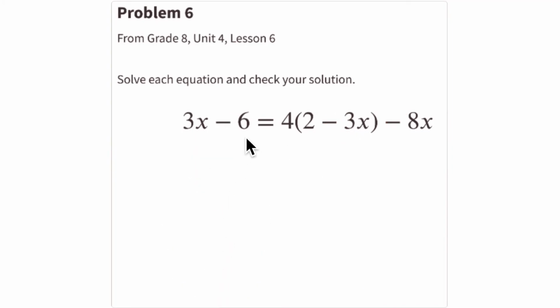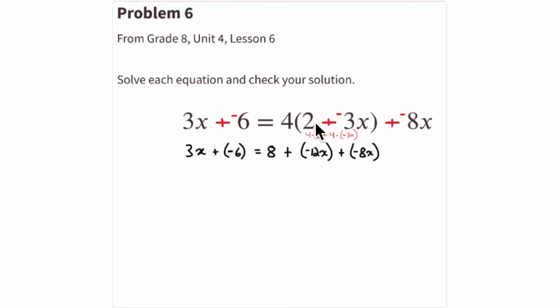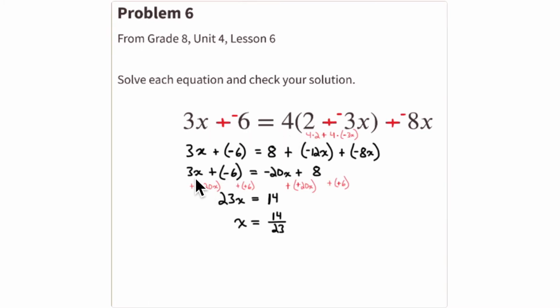Now I'm not going to go so far as to graph each side of this equation like I have been, but if I did, I'd get two lines. This line would have a slope of 3, and it would cross the y-axis at negative 6. This line would have a slope of negative 20. So for every unit x in length, y is a negative 20 units in length. It's a negative 20 times longer. It goes in the negative direction.